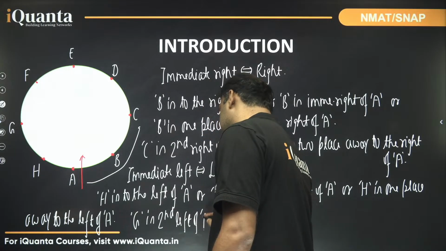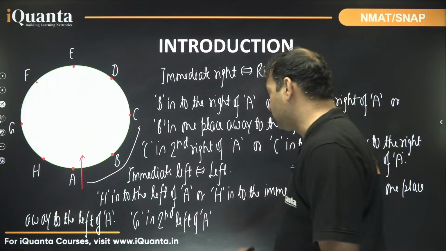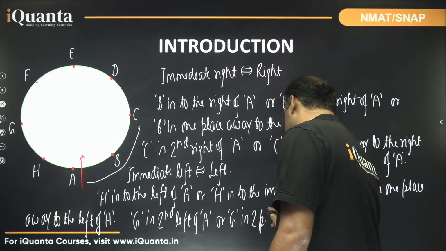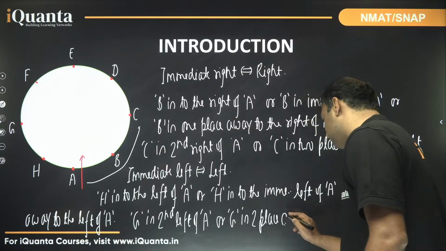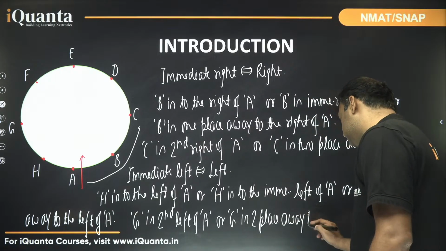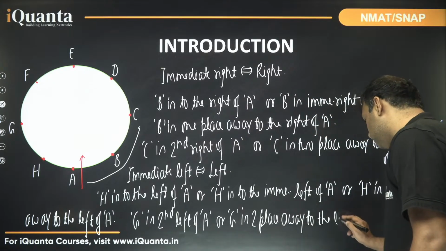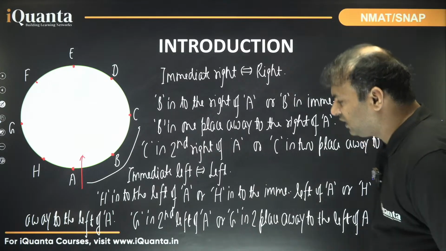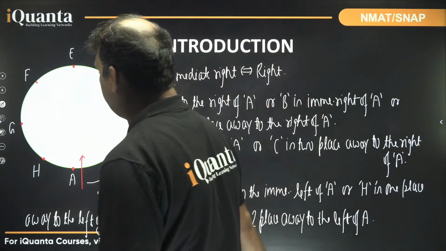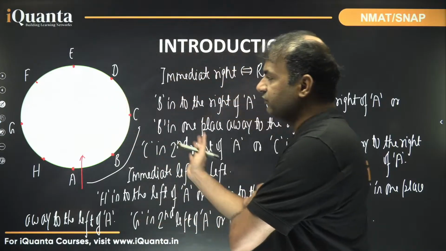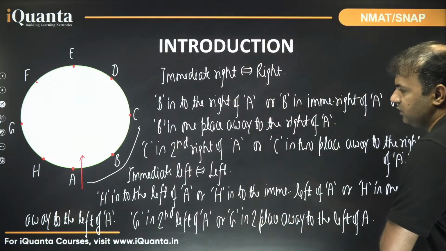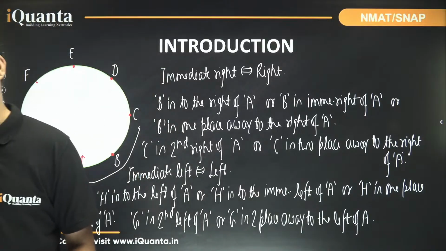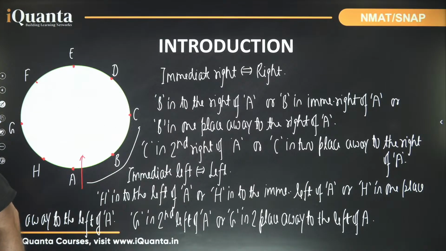Just like we discussed second right, similarly there is second left, okay? And we can also say that G is 2 places away to the left of A, right? All right, I hope this point is understood to all of you. Third left of A is F, obviously. Fourth left of A is E. Fifth left of A is D, and so on. Very simple information, guys, about the connection of right and left. I'm sure this is easy and understood to you, right?